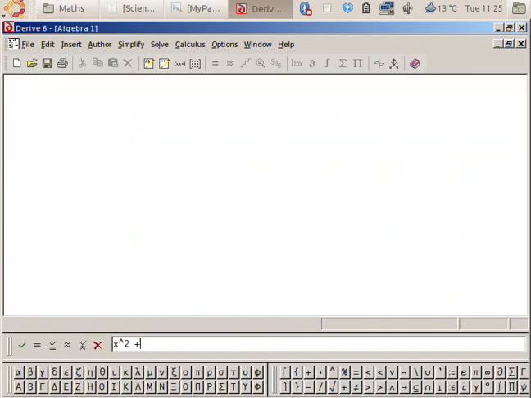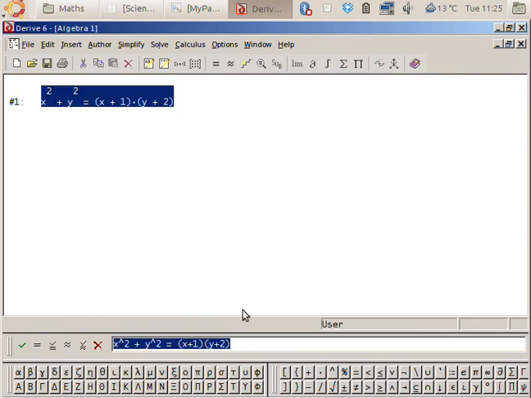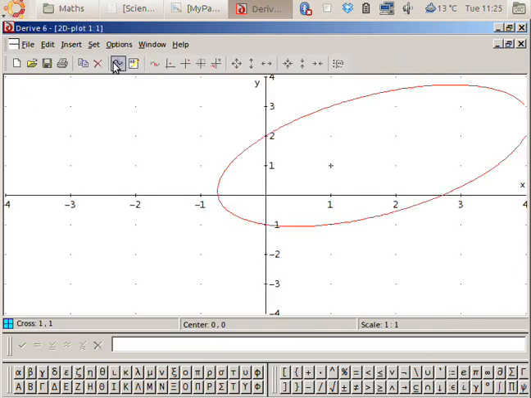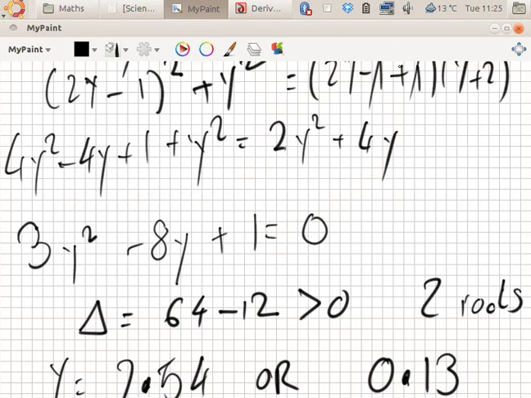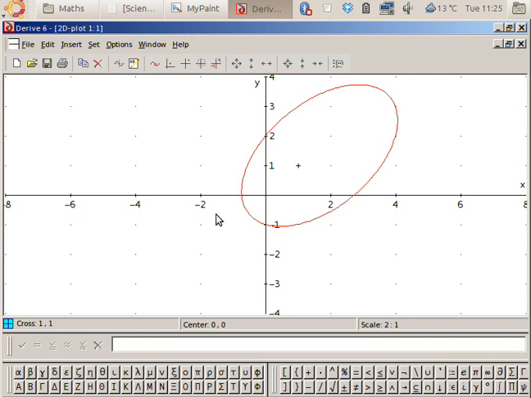X squared plus y squared equals x plus 1, y plus 2. Now, what were my 2 y values? What was the first one? Guys, focus up here. What was my first one? 2.54. Look up, Luke. So you can see here, there's 2.54. So there's two heights at 2.54.